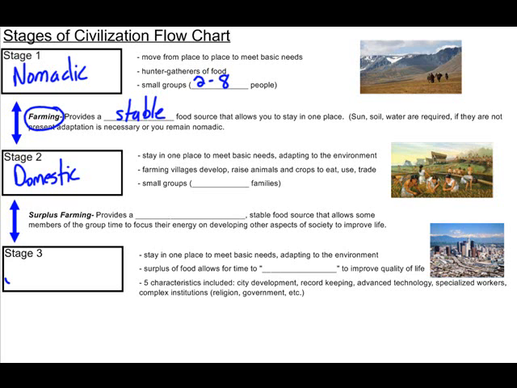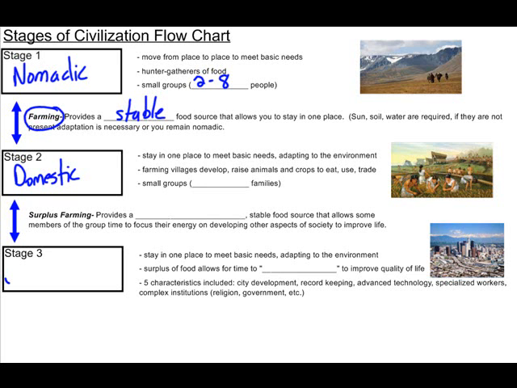To be domestic, that means you stay in one place to meet your basic needs. Domesticated animals are animals that you keep inside your house or in one spot. And so what happens here is farming villages begin to develop, and people start to raise animals on purpose. They start to raise crops on purpose, and they eat these crops and animals, or they use them to produce more crops or animals, or they can trade them with other farming villages.